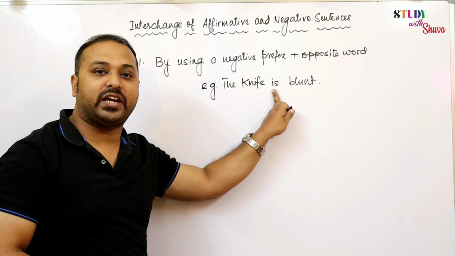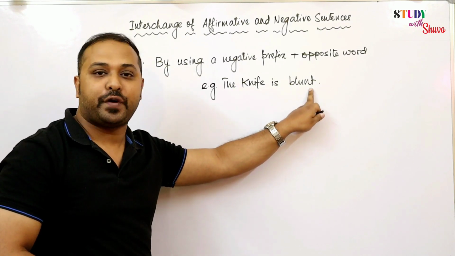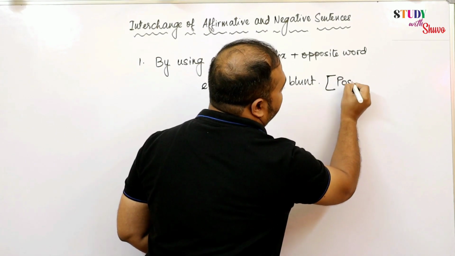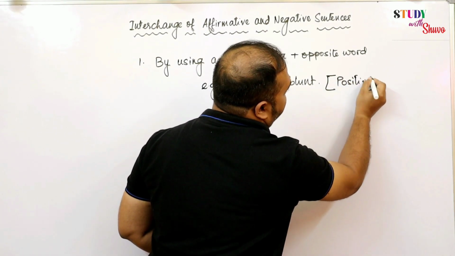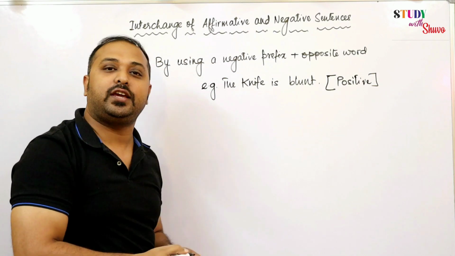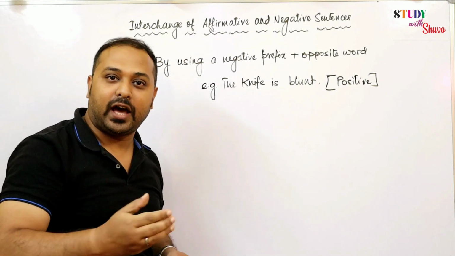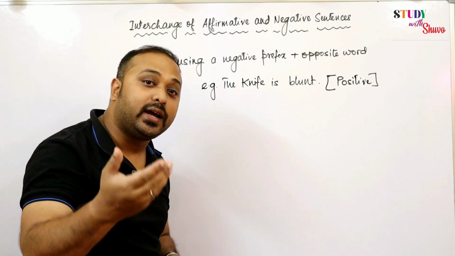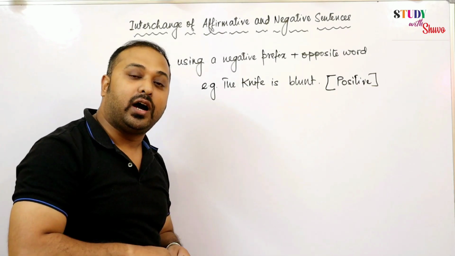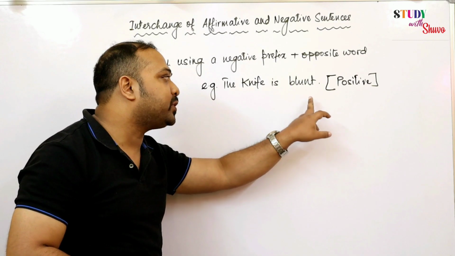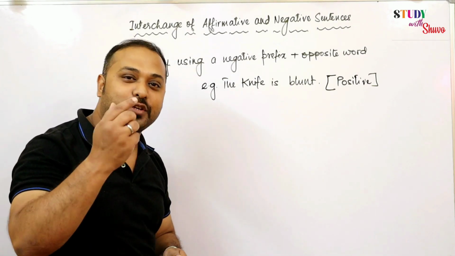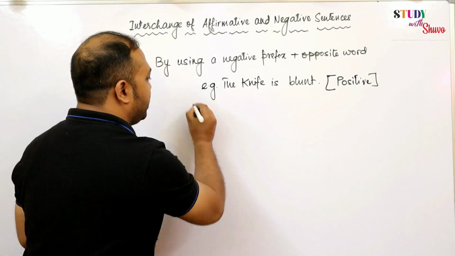Here we have a verb, that is, and an adjective, blunt. This sentence is positive in nature because it does not contain any negative word. Now, we will use a negative prefix and an opposite word, a word which means opposite to that of blunt, in order to change it from positive to negative. Let's see how it happens.